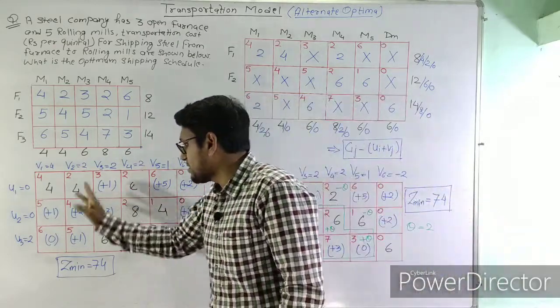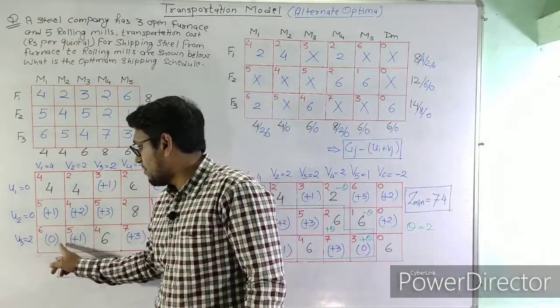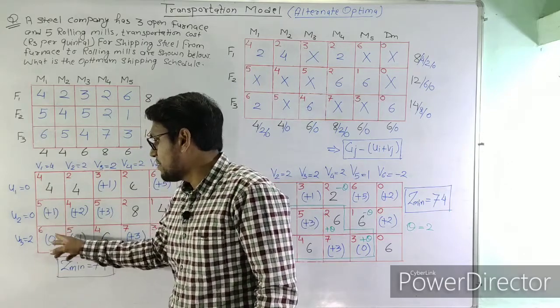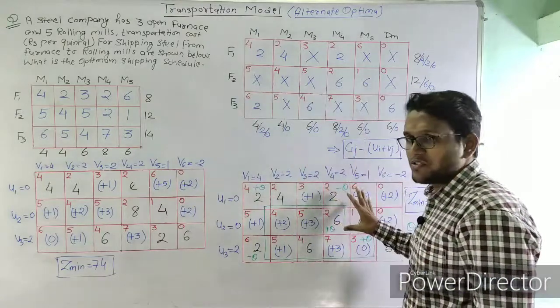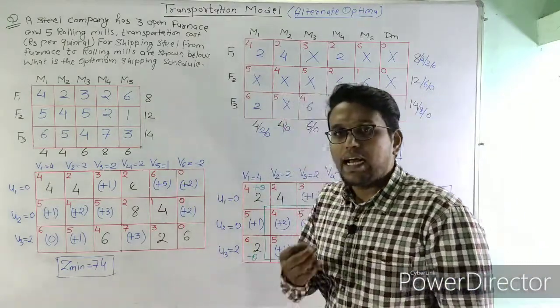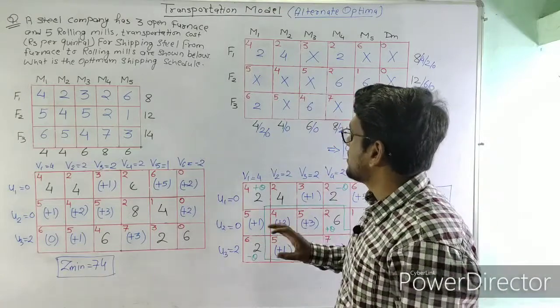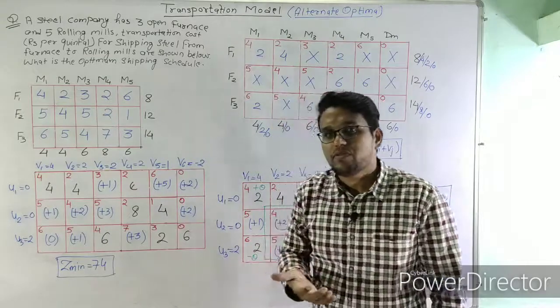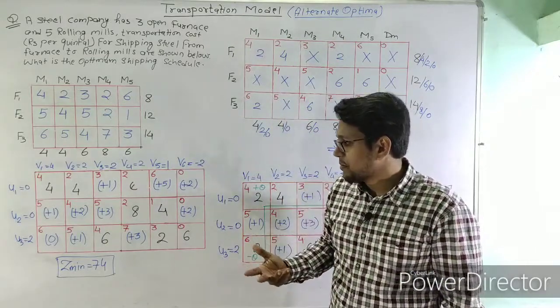So here also we can see that there is still one value coming as 0. So again if we allocate here, we will get this particular solution. That means this problem has more than one solution, and this is known as alternate optima. This sort of problem is known as multiple solution or alternate optima.